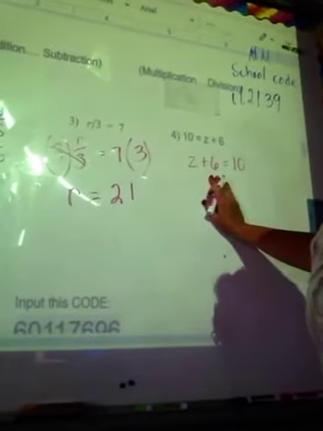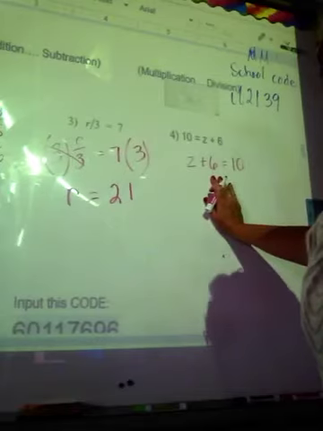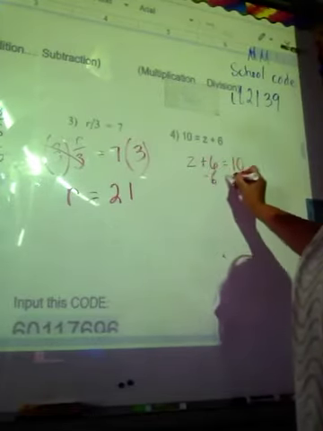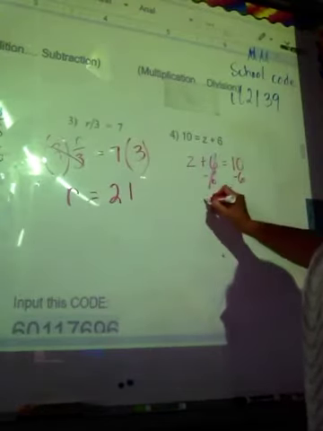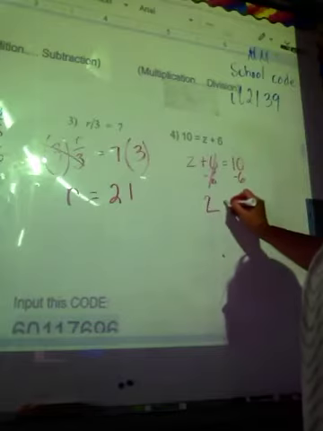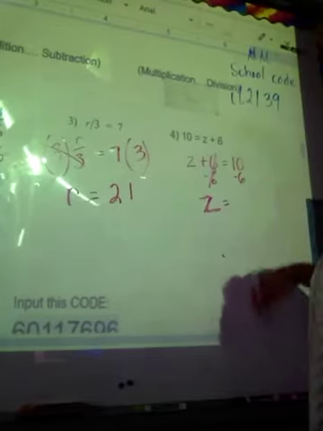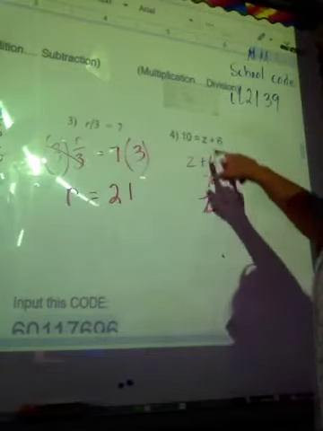So we look at this, we see that we have a plus 6, positive 6. The opposite, or the inverse, would be negative 6, or minus 6. Left with the Z. Looks like it's Z. And then 10 minus 6 gives us 4.